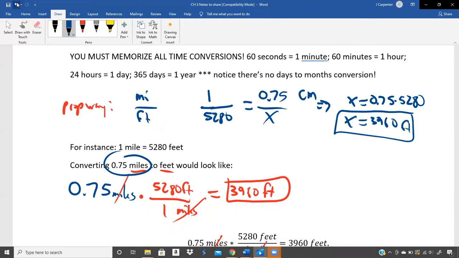Now again, you might be saying, I love proportions. That way seems so much simpler. Why would I ever want to learn something new? Because learning new things expands your mind, and also these are not always that simple.